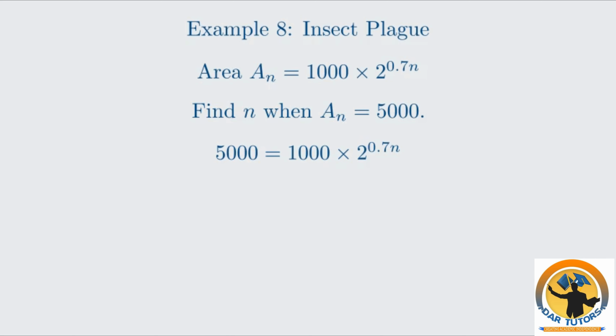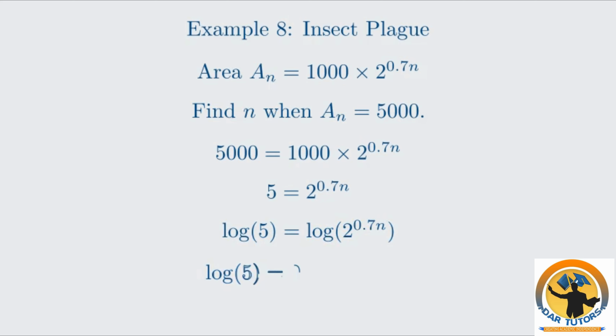First, isolate the exponential term by dividing by 1,000. 5,000 divided by 1,000 is 5. So 5 equals 2 to the 0.7n. Now, take the logarithm of both sides. Let's use base 10. We have log 5 equals log of 2 to the 0.7n. Apply the power law on the right side. The exponent comes down, so log 5 equals 0.7n times log 2.